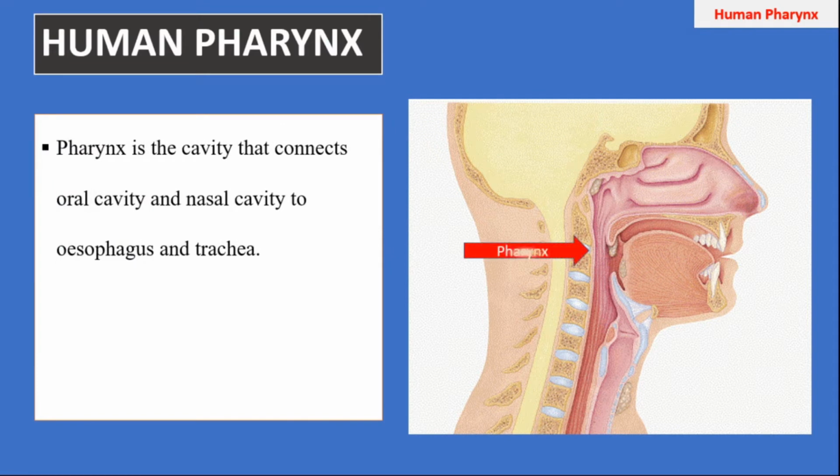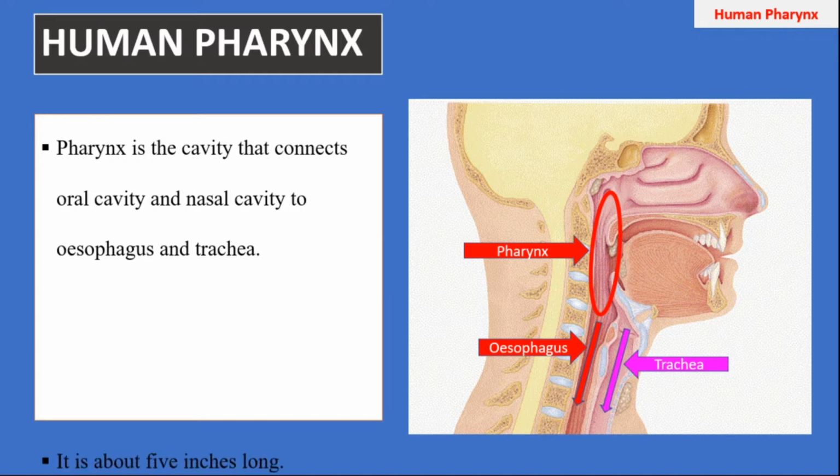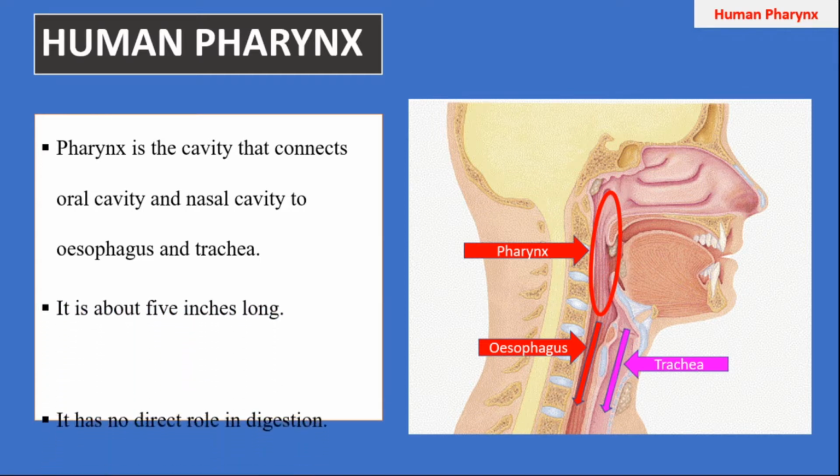Pharynx is a funnel-shaped cavity that connects the oral cavity and nasal cavity to the esophagus and trachea. It is about 5 inches long. It has no direct role in digestion except the movement of food from the oral cavity to the esophagus.